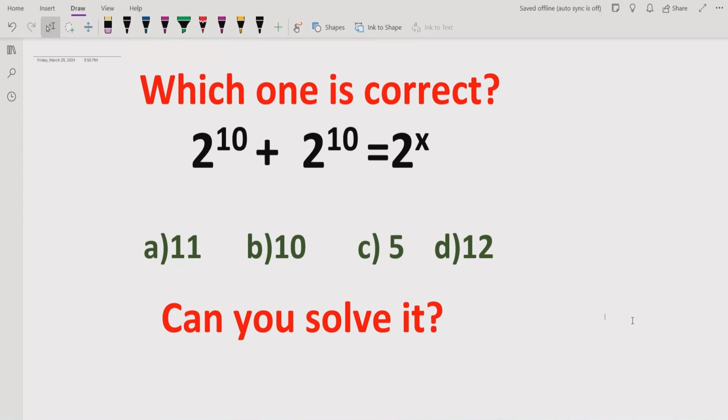Today we will have another quiz, and here we have 2 raised to power 10 plus 2 raised to power 10 equals 2 raised to power x. And here we have to find out the value of x. So we will solve this quiz, and after that we will find which answer is correct.